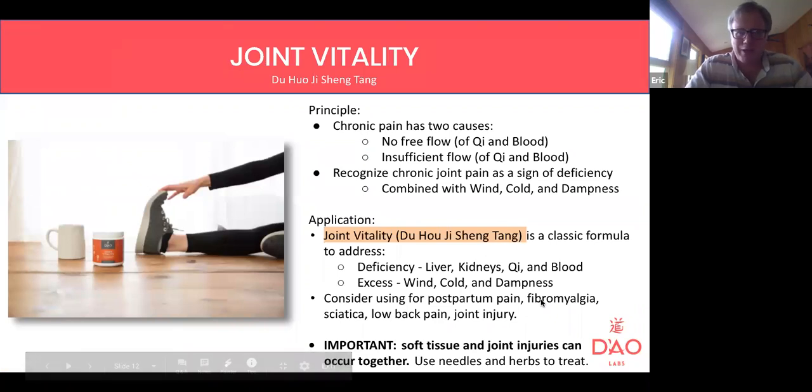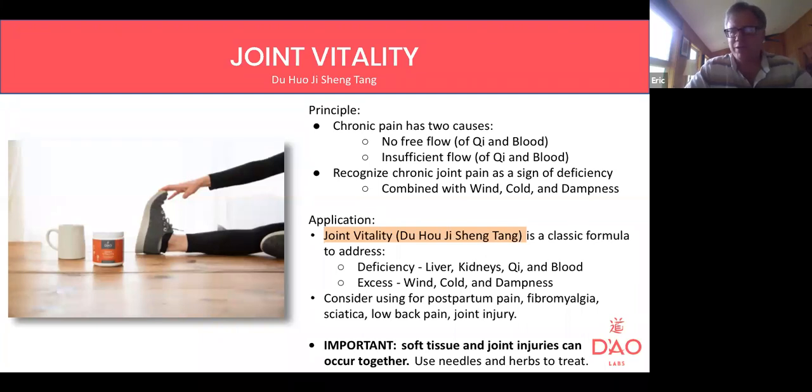This brings us back to Juan Bi Tang. Juan Bi Tang is a great formula if you're in that latter category, in that more classic Bi syndrome. And to review some things we've talked about in earlier webinars, the explanation here for pain, especially when it falls into that pattern, is no free flow of qi and blood, or insufficient flow of qi and blood. No free flow means there's some sort of obstruction caused by wind, cold, and dampness. Insufficient flow is more referring to a deficiency of qi and blood.